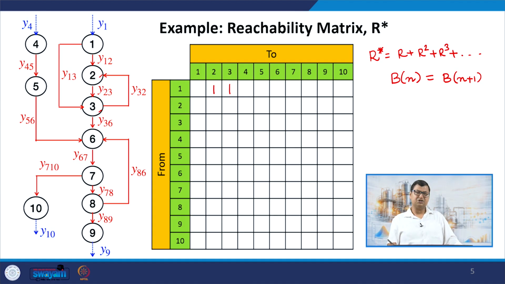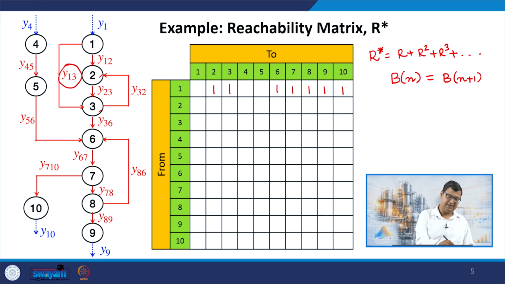And I can of course come down to 6, and from 6 I can access 7, 8, 9 and 10. So, these are all the vertices I can reach from 1. I cannot come back to 1. Keep in mind that this y13 is a bypass stream, it is not a recycle. Had this stream been reversed, then I could have come back to 1, but it is a bypass, so I cannot come back to 1.